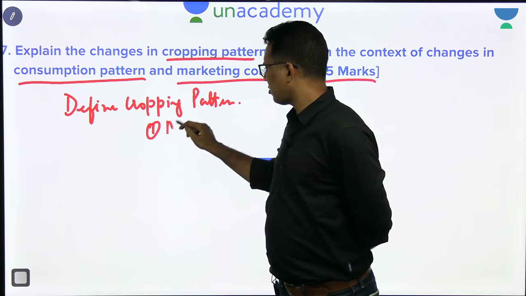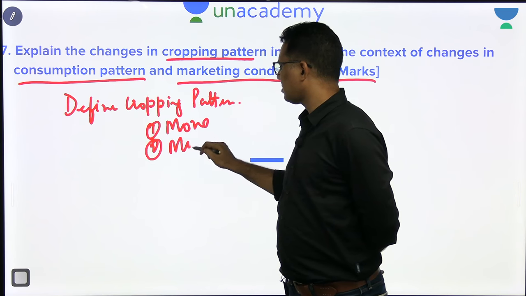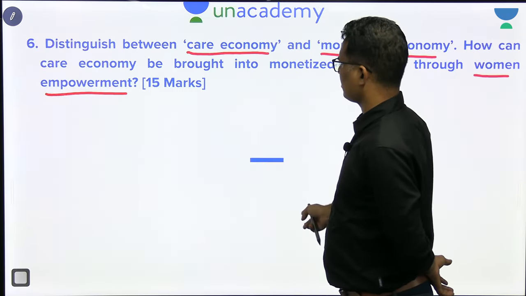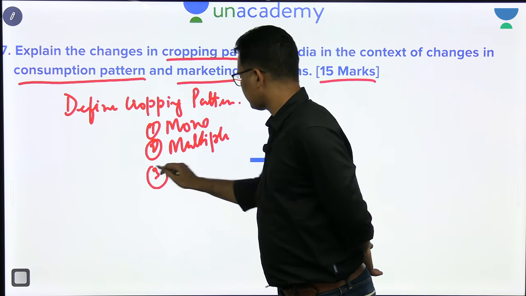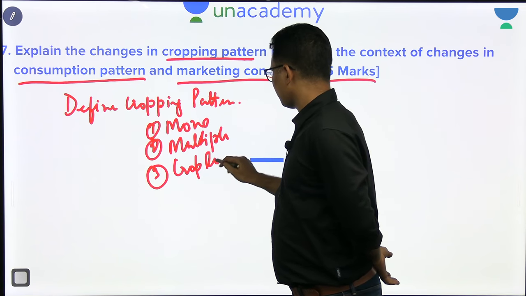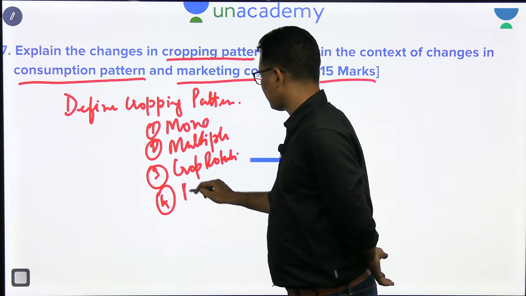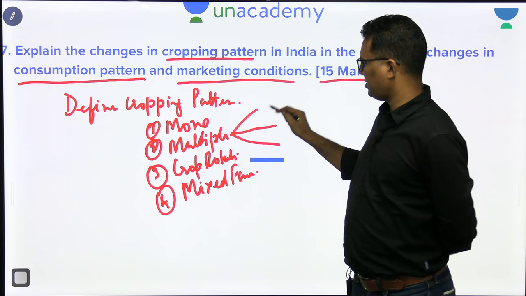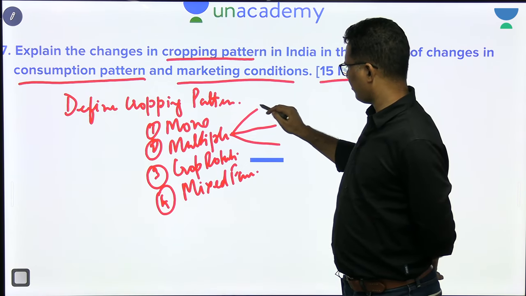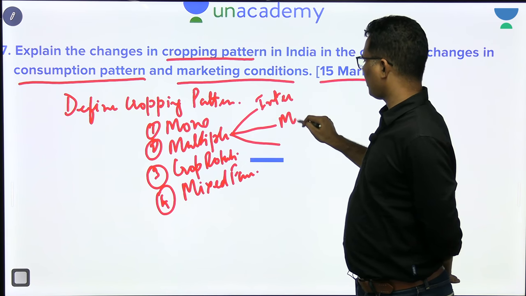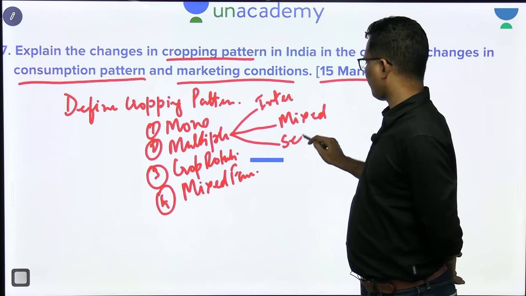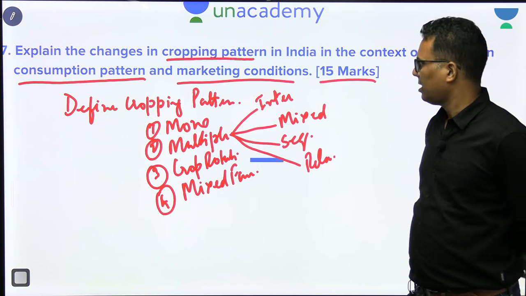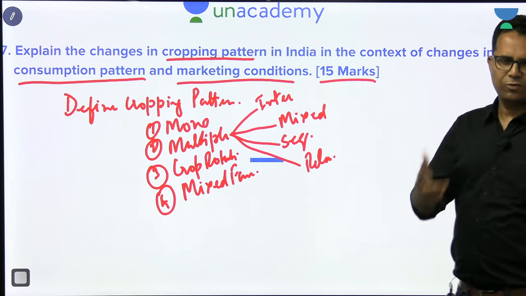You just name them: monocropping, multiple cropping, crop rotation, then mixed farming. In multiple cropping, there are again several subdivisions: mixed cropping, intercropping, sequential cropping, and relay cropping. You don't need to define all this, but you just need to write the names. You wrote about the cropping pattern, give one or two examples that this kind of cropping pattern is followed in this area.